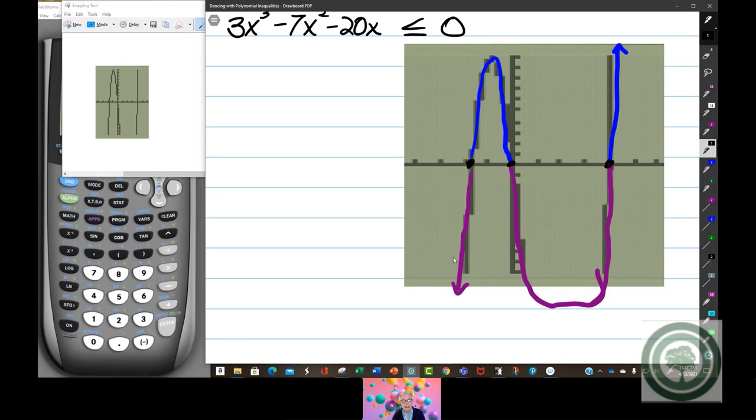So now we're ready. We're ready to look for less than or equal to, below or touching. Okay, so this is below. This is touching. This is the part of the x-axis that goes with that.